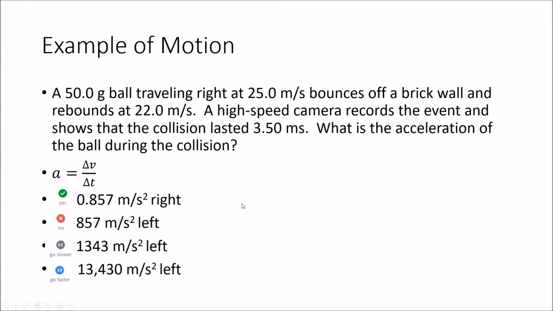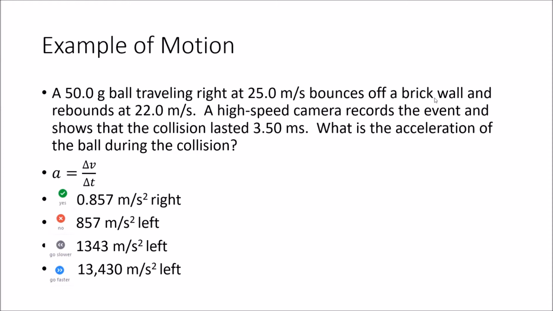Here's an example of motion. A 50-gram ball traveling right at 25 meters per second bounces off a brick wall and rebounds at 22 meters per second. A high-speed camera records the event and shows that the collision lasted 3.5 ms.